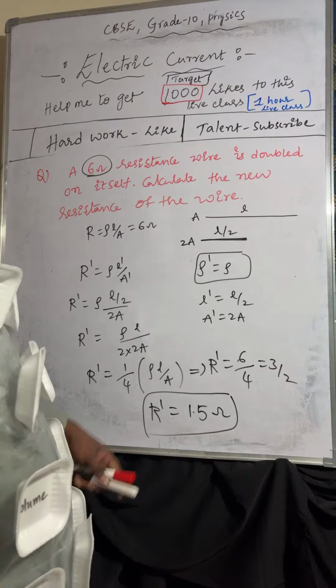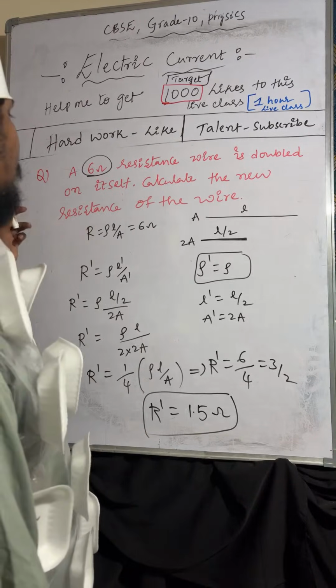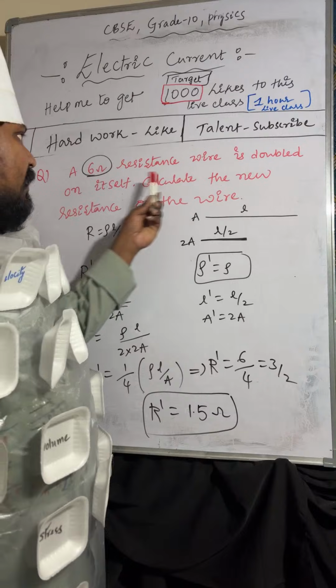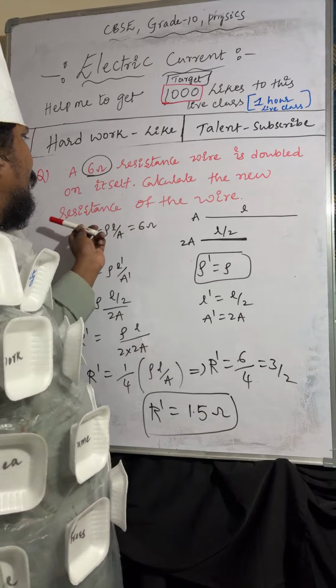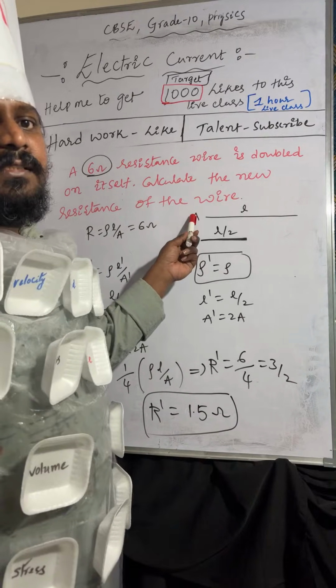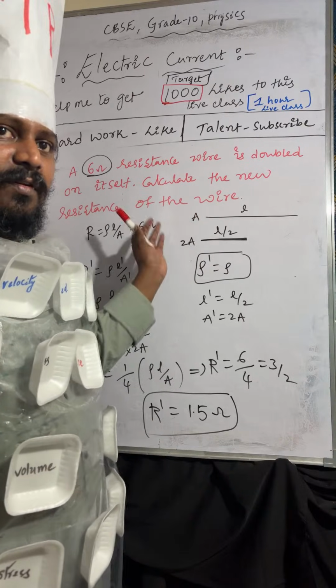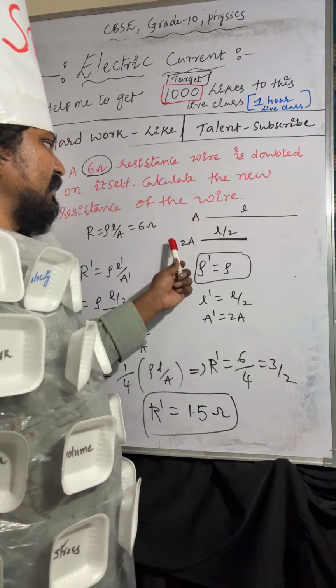Check once again, I'll explain. A 6 ohm resistance wire is doubled on itself. Calculate the new resistance of the wire. This is the length of the wire, doubled on itself, folded on itself. Length decreases, area increases.